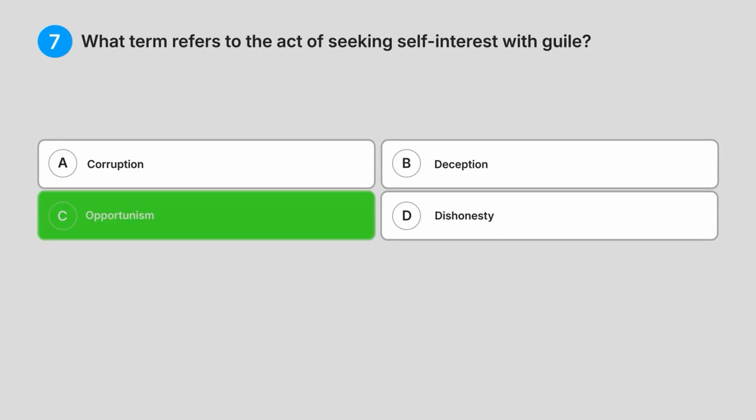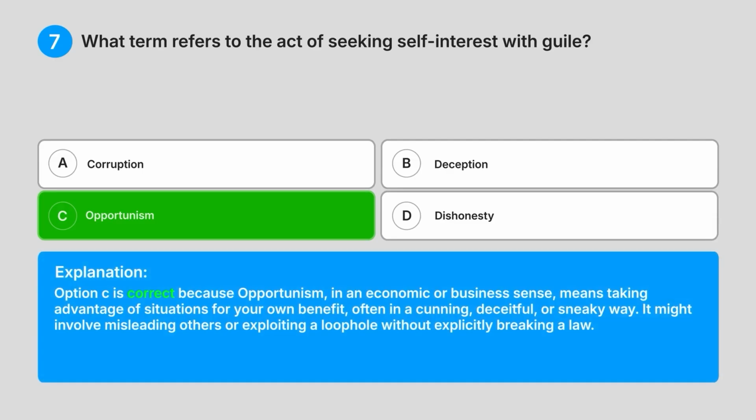Correct answer, C. Opportunism. Explanation. Option C is correct because opportunism, in an economic or business sense, means taking advantage of situations for your own benefit, often in a cunning, deceitful, or sneaky way. It might involve misleading others or exploiting a loophole without explicitly breaking a law.